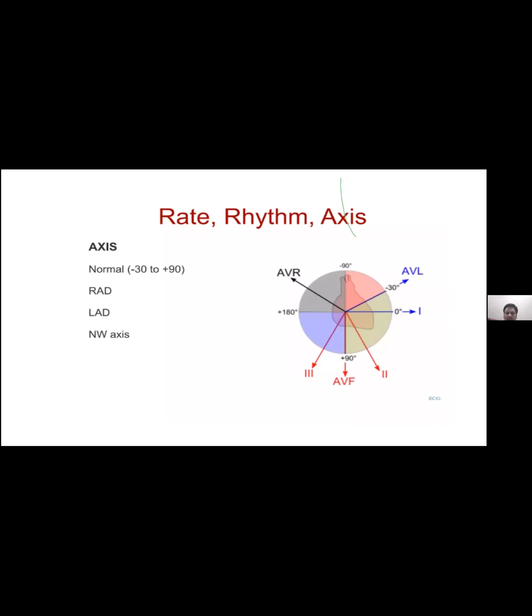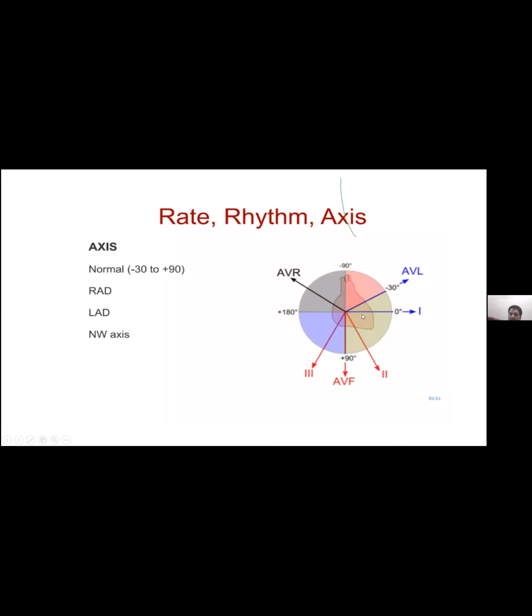Next, going to the axis. This is another time consuming topic. I'll take 10 minutes and patiently explain how it is happening. See here, the heart is lying obliquely from the right towards the left. The SA node is on the right side at the top. From the SA node to the AV node, I am marking it with the arrow.